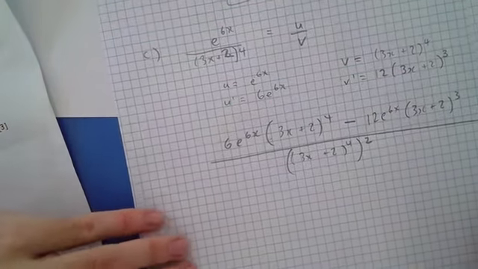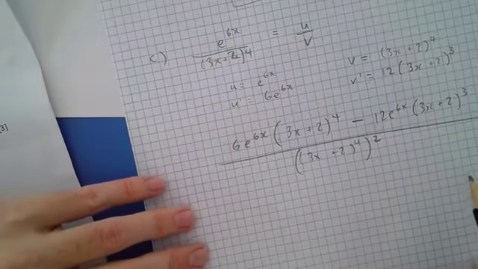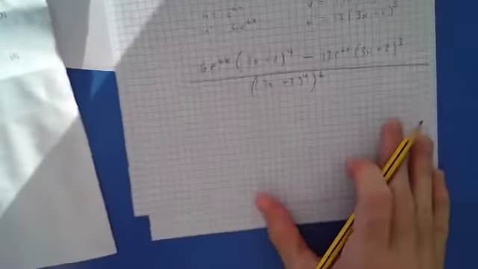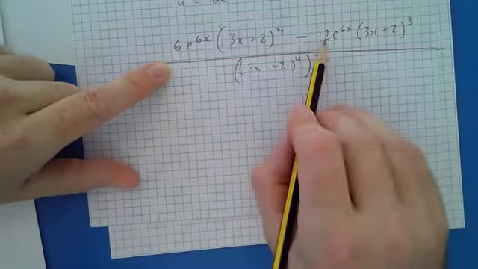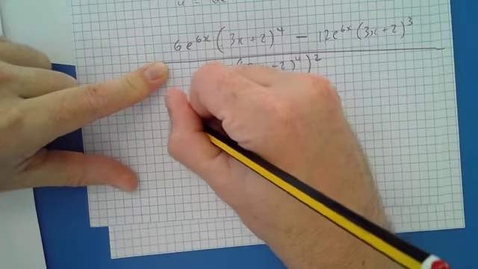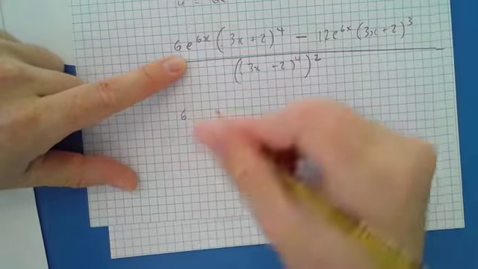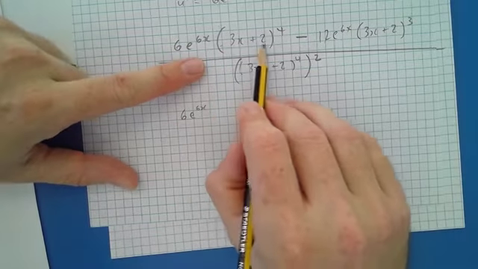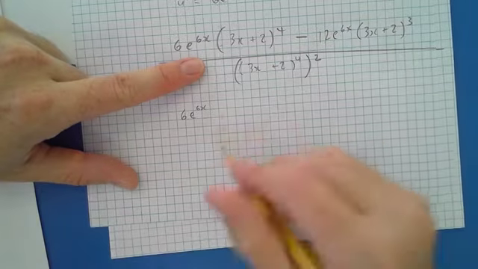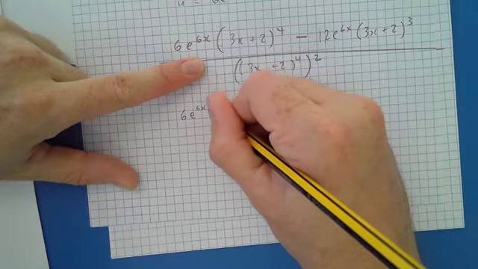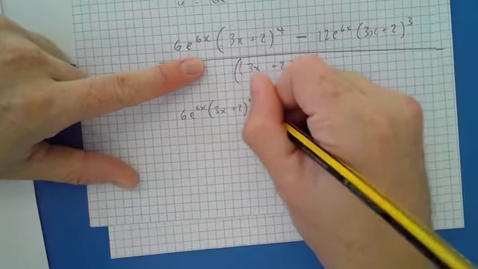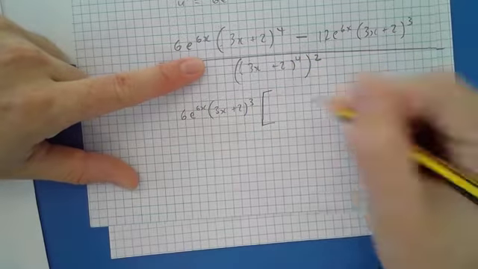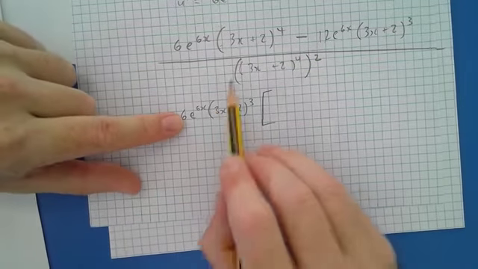Oh, this is hard. Okay, there's loads of things in common. This is not simplified yet. Okay, so 6, 12, I can bring out a factor of 6. e to the 6x, e to the 6x, I can bring out e to the 6x as well. And also (3x plus 2) to the power of 4, (3x plus 2) to the power of 3. I bring out the thing with the smallest power, so (3x plus 2) to the power of 3. That's all in common.